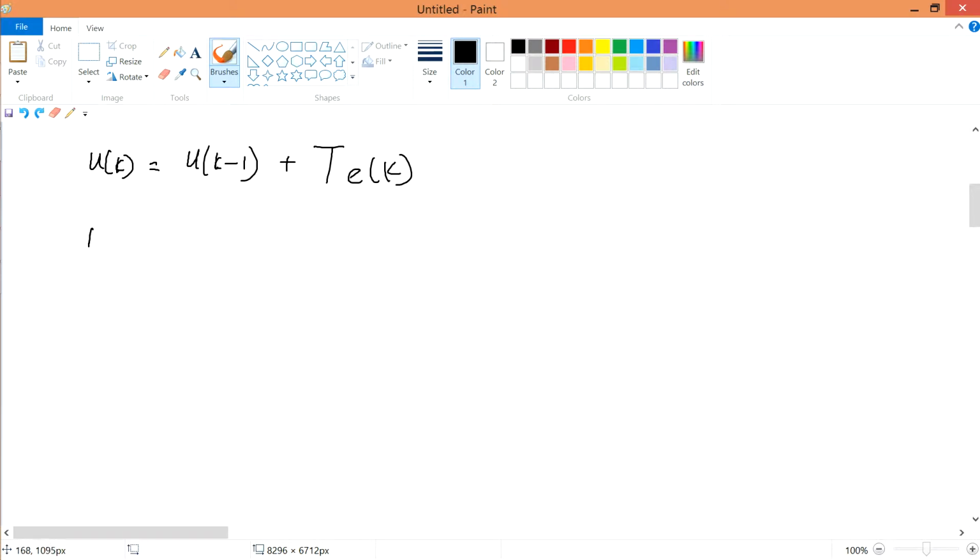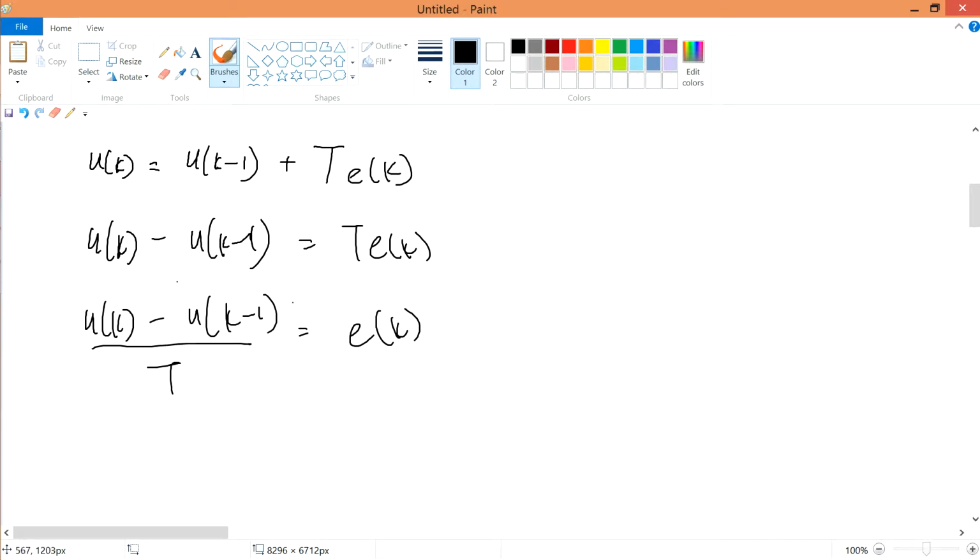So what I can do is that uk minus 1 is equals to tek, correct? So I'll just bring this one to the other side, okay? Next, I bring this t downwards. Alright, what I have is this one, okay? And this is your forward Euler's formula.